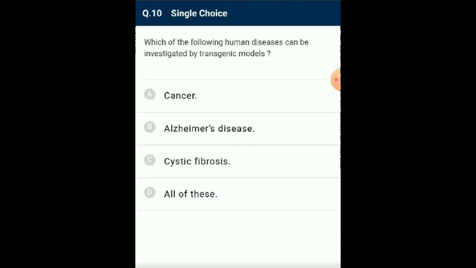Question number 10. Which of the following human diseases can be investigated by transgenic models? Transgenic animals are used for testing the safety of vaccines, drugs, studying diseases like cystic fibrosis, hemophilia, cancer, and Alzheimer's disease, and study of complex growth factors such as insulin-like growth factors, and have provided new insights into the genetic origin of certain diseases and have improved our understanding of pathological processes on the cellular level. So the answer for this question is option D, all of the above.